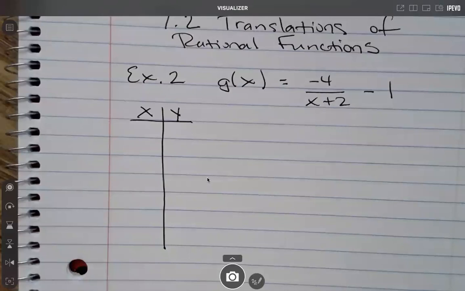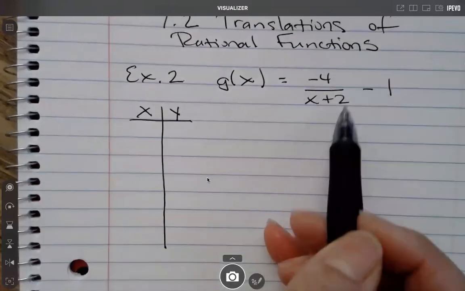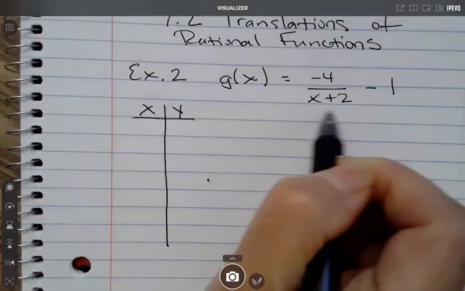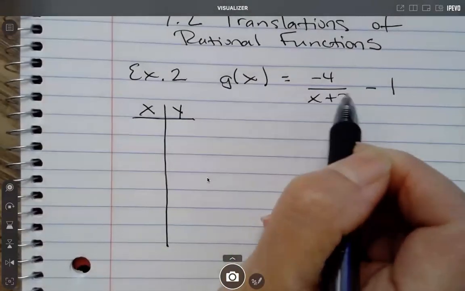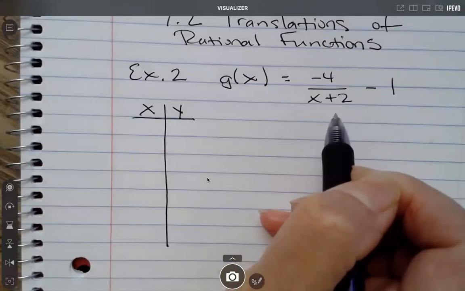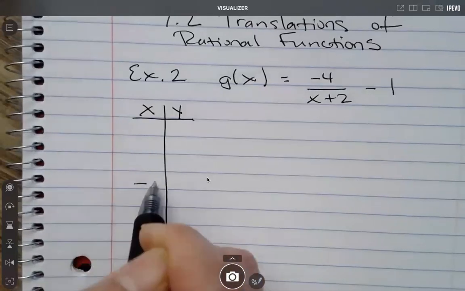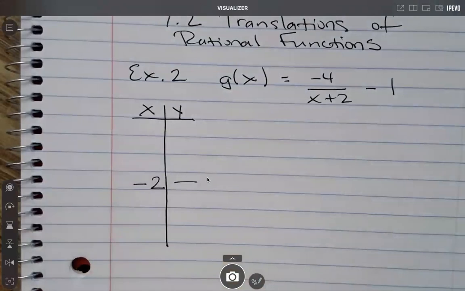-4, somebody says. Yes. You are not allowed to have a 0 in the denominator. So you are going in the denominator. So what number do you put in the denominator to make it 0? -2. That's correct. That's accurate. -2.